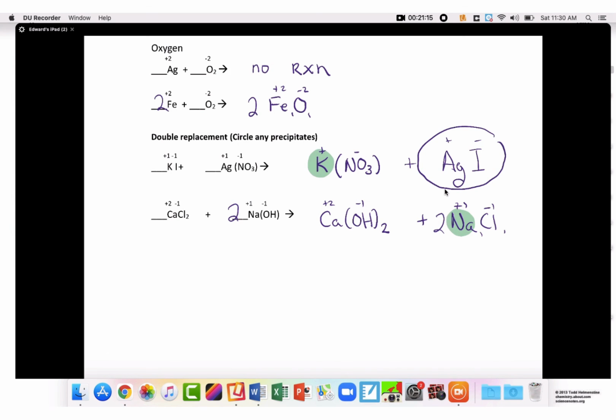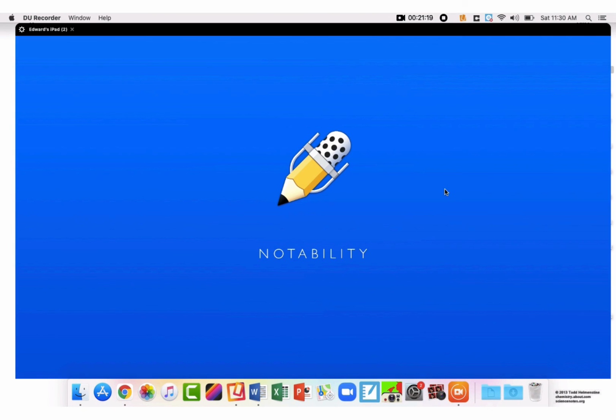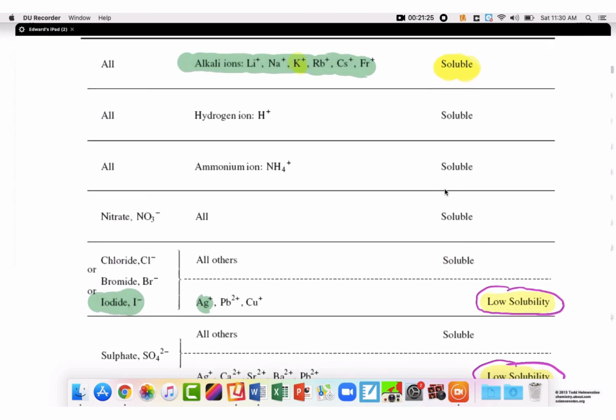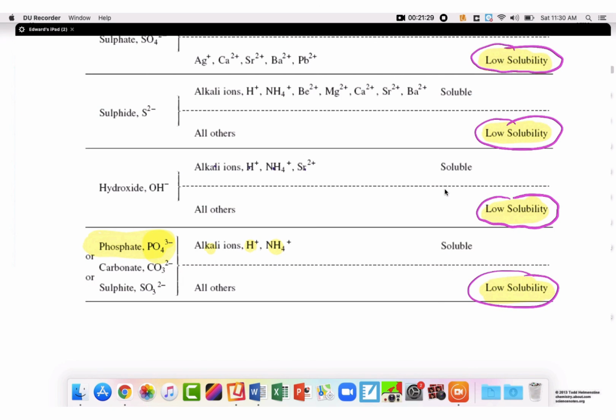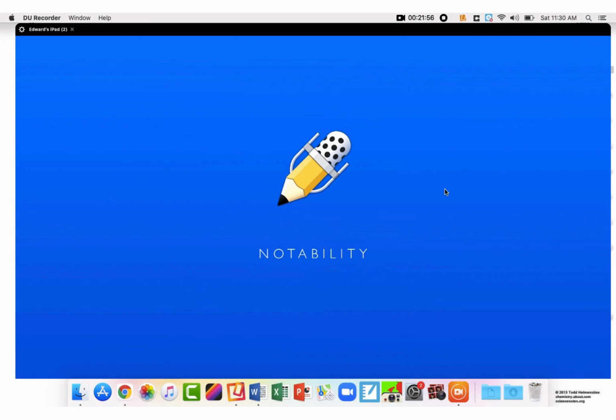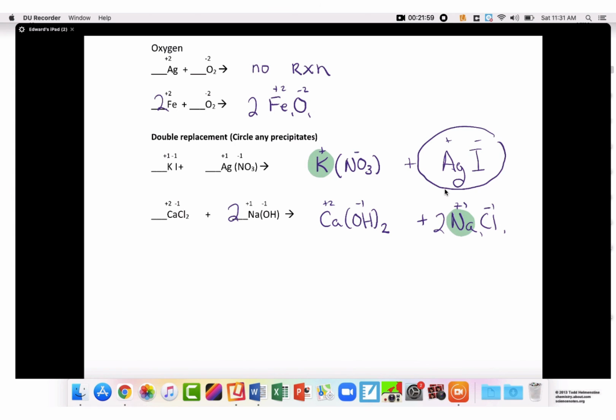Calcium hydroxide. Let's go check the other one out here real quick. Calcium hydroxide. Okay, let's see. Where's the hydroxides? Here they are. So let me erase the one we're not using. And here's the hydroxides. So only the usual suspects and strontium, right? The alkali ions, the H plus, the NH4, and Sr plus 2 are the only things that are soluble. All others, which calcium is part of that group, would be low solubility, which means it would be the precipitate. And I'll go back and I will circle this, and voila, we did it.